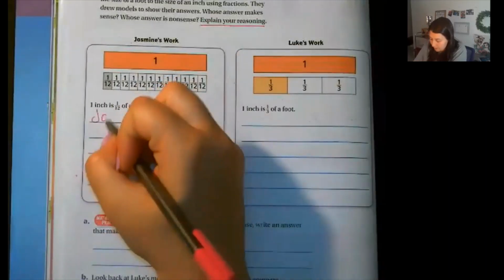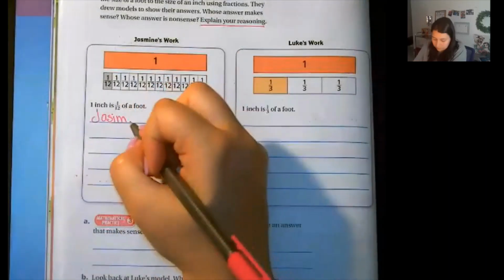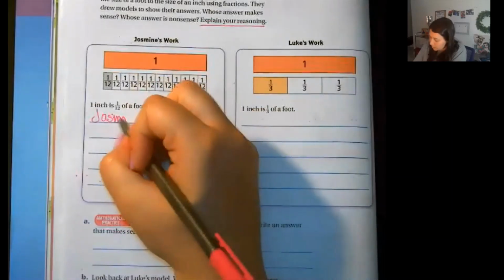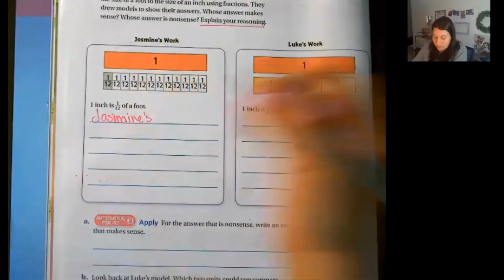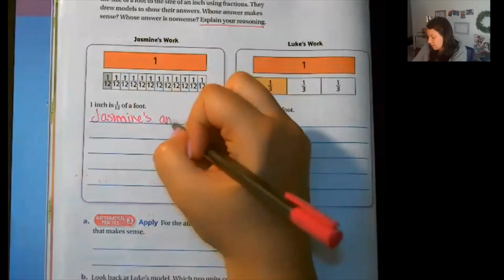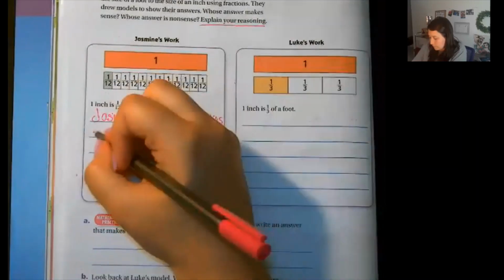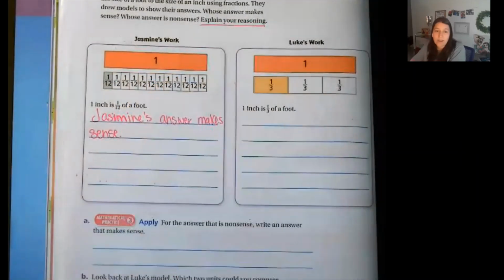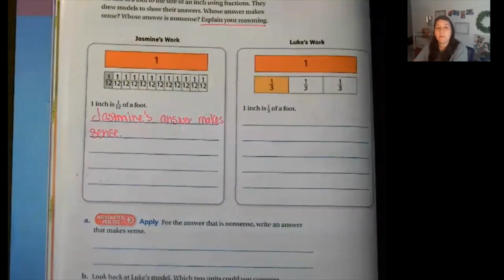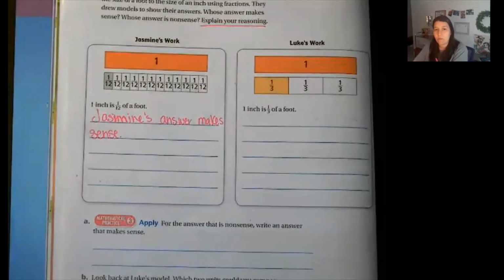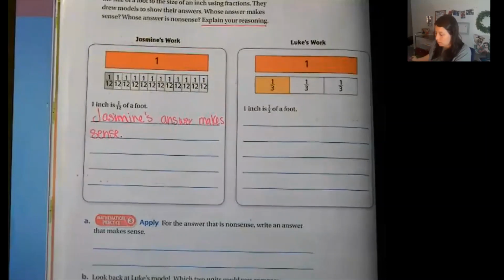So Jasmine is making sense. So her answer makes sense. But then we have to explain why. And our reasoning why is the fact that we know that 12 inches make 1 foot, and that is what she's showing us here by having her 12 pieces making one whole. Okay, so we need to put that into words.